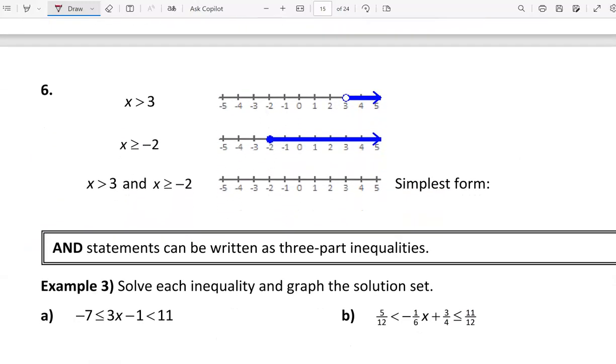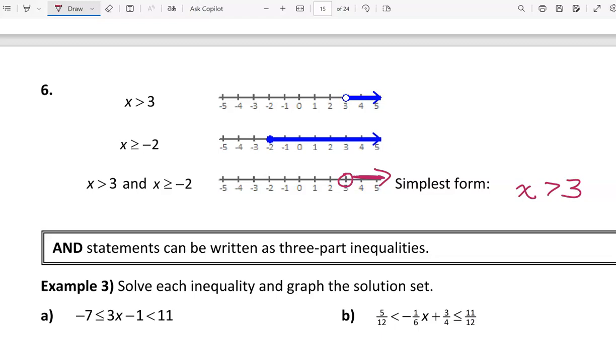Last one, try this one, and pause the video while you do this. That's right. Since this is the intersection using the word and, we'll find the area that they have in common, and the simplest form of that is x is greater than 3.